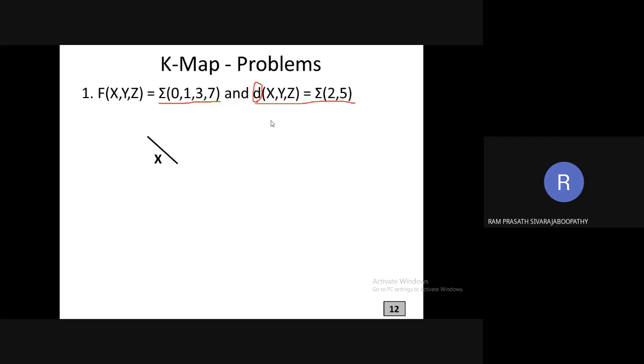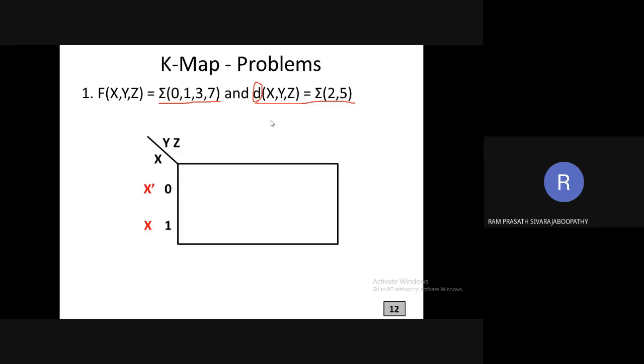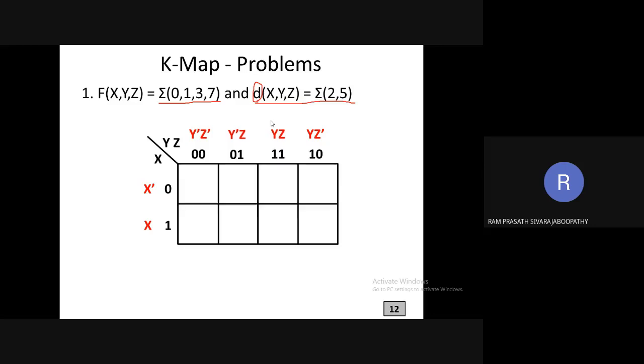x then y z. Very good. x and y z. x க்கு possible value 0 1. y z க்கு possible value 0 0, 0 1, 1 1, 1 0. So it must be in gray code order. Please remember one more time. Then I am splitting the cells, numbering it. Fine. Now we are going to place ones.